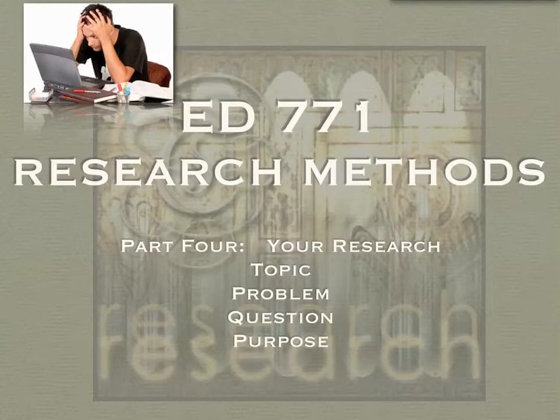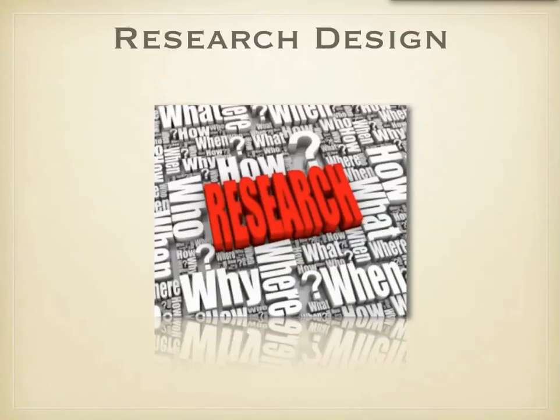And that is basically the identification of a research topic, identification of a research problem, the question that comes out of that problem, and then statement of the purpose for the work that you're doing. Basically, this is all a part of research design.